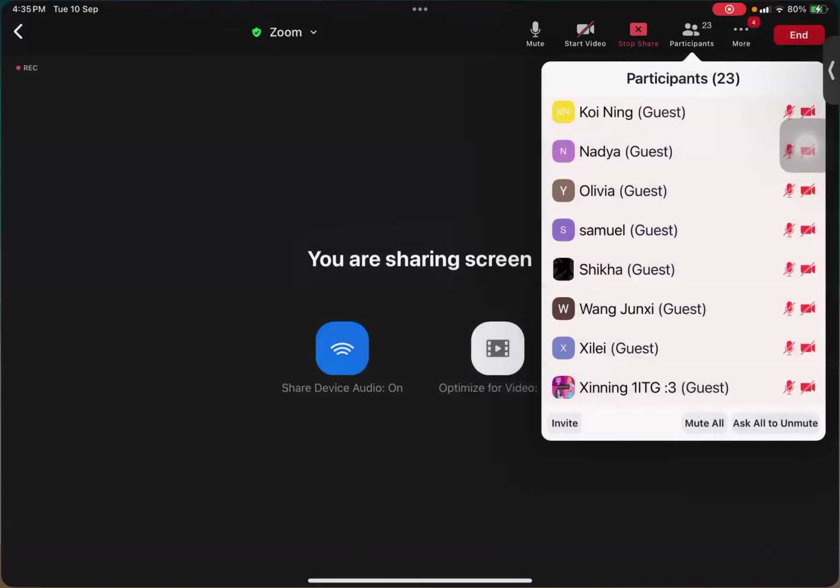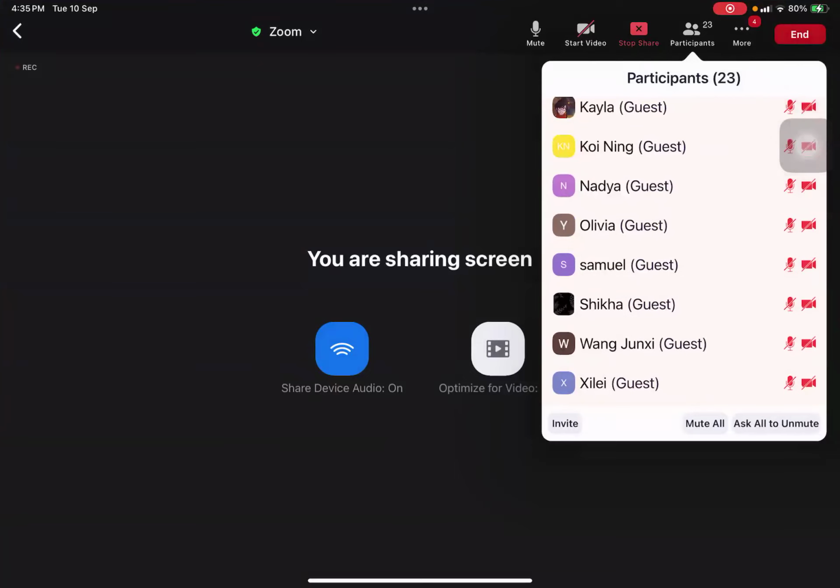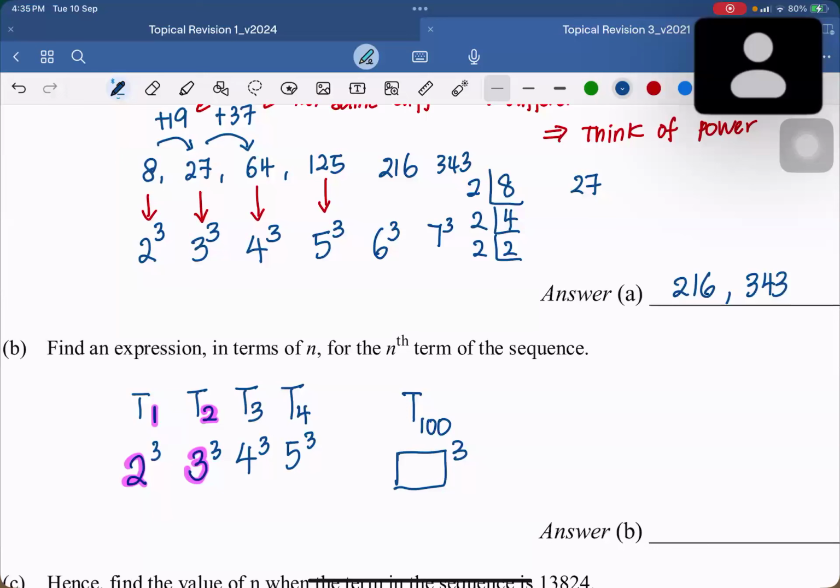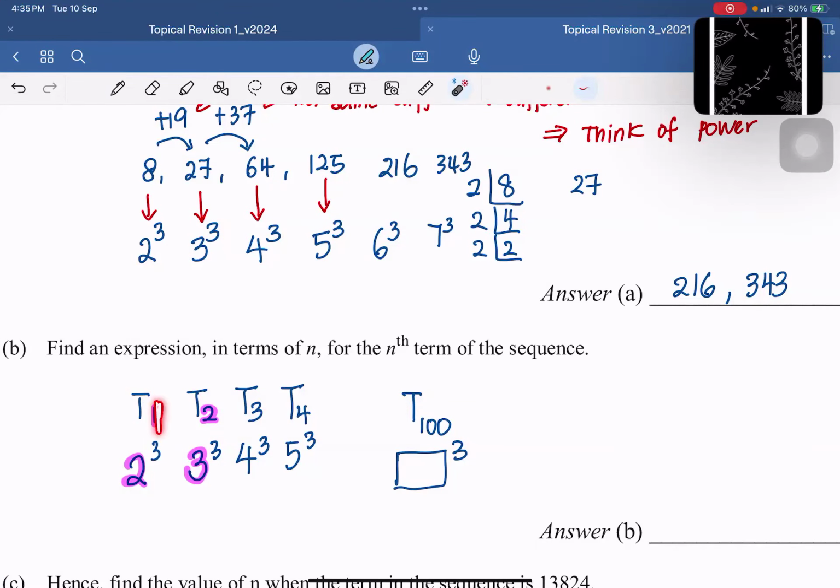Let me call somebody. Shika. From 1, I give you a clue. Term 1, this is 2 to the power of 3. Term 2, this is 3 to the power of 3. Term 100, what will this be? 101. Thank you. How do you get 101? Plus 1. Yes, you take 100, you plus 1, right? Okay, thank you very much.